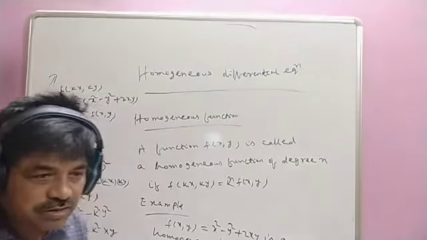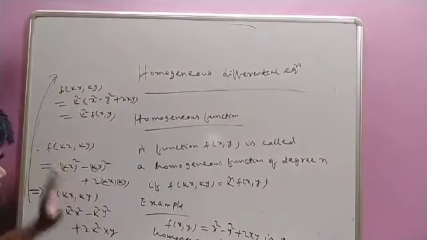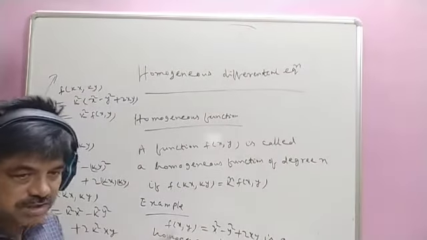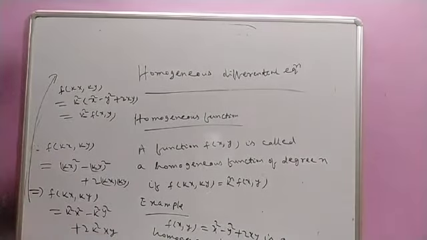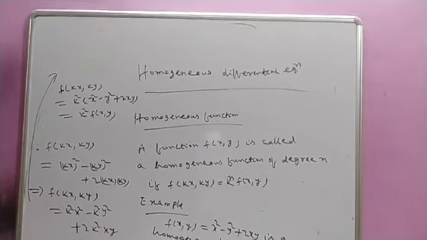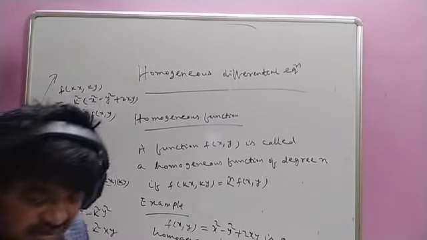Understood? Are you clear? And this is another method to remember. You replace x by kx and y by ky, and if that converts to the form k to the power n times the given function, then you say it is a homogeneous function of degree n. Then after this, go down. Have you got up to this, my dear students?